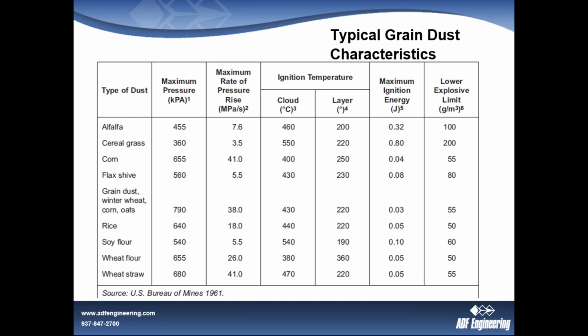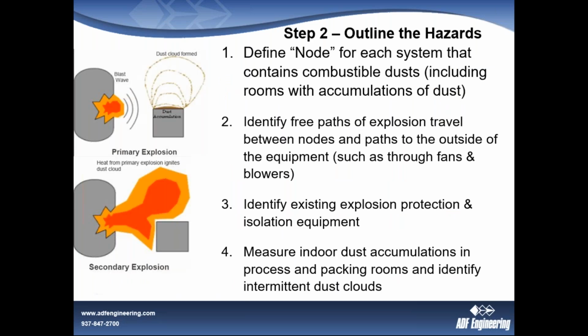Now, first off, what does the U.S. Bureau of Mines know about your dust, your flour, your corn dust? They don't know anything about it. Secondly, 1961, the testing standards were completely different back then. This data is completely irrelevant as a result of that. So that's what I would caution you against.